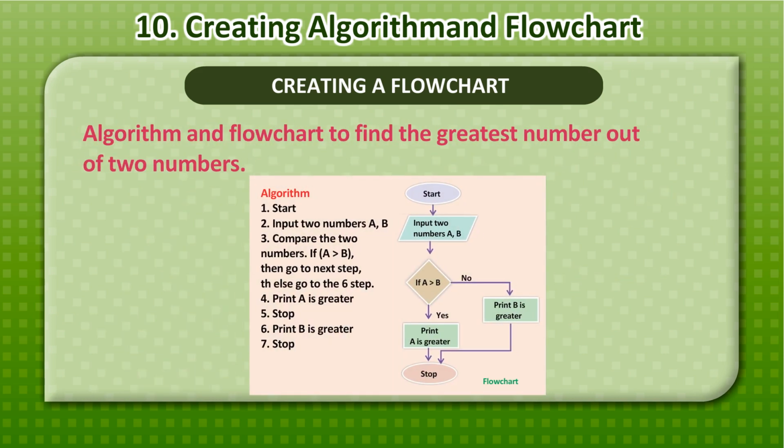Stop. Algorithm and flowchart to find the greatest number out of two numbers. Algorithm. 1. Start. 2. Input two numbers A, B. 3. Compare the two numbers. If A is greater than B, then go to the next step. Else go to the sixth step. 4. Print A is greater. 5. Stop. 6. Print B is greater. 7. Stop. Flowchart.